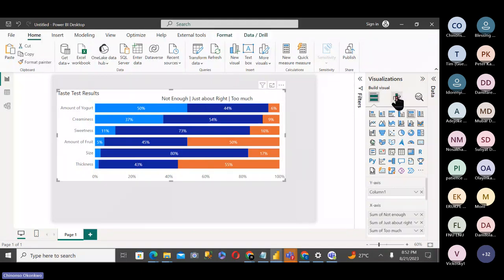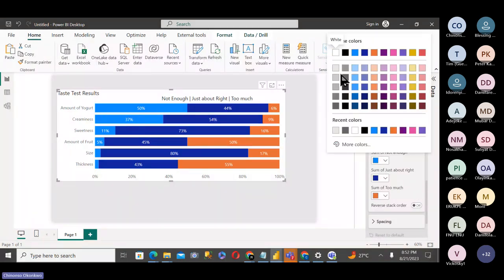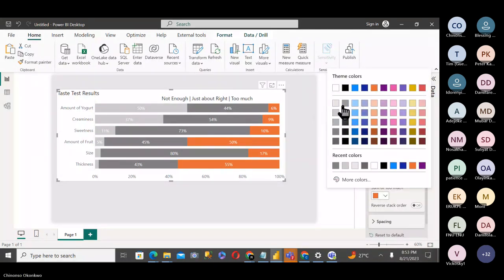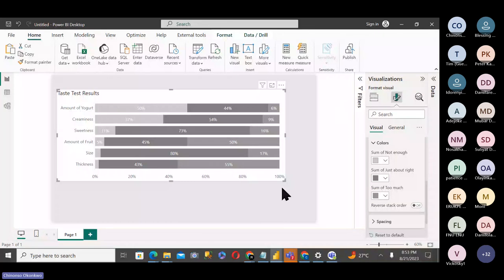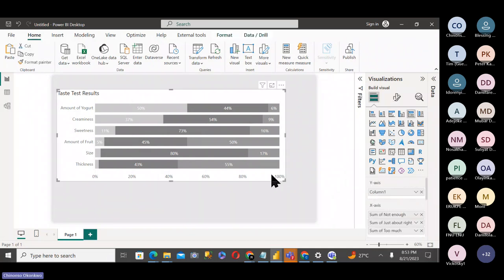Go to your bars. So I'm scrolling down to bars, right? We have our bars now. I'm going to select some of not enough. I'll pick a color. Some of just about right, I'll pick another color. And some of just too much, I'll pick another color. So this is me pushing everything to the background. Then I'll now decide which one I want to focus on, right? Seeing as I want to tell this test result, I want to focus on this amount of yogurt. I want to focus on the not enough part.